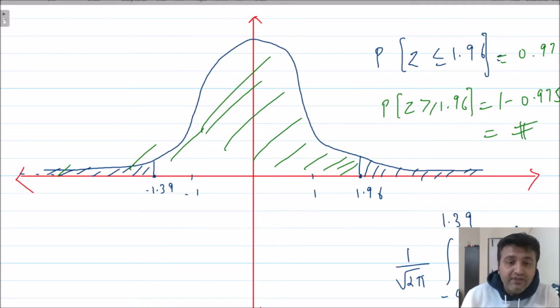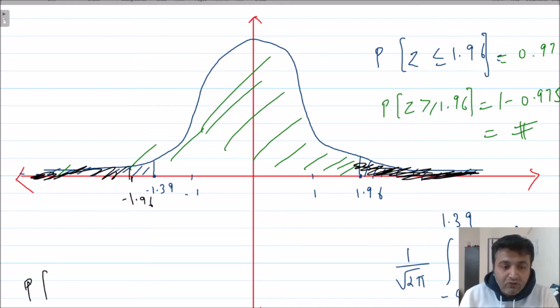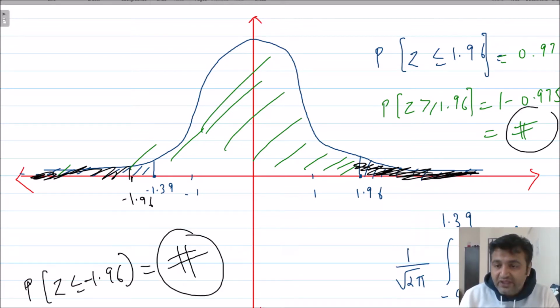Another way to do it is, we know that this is symmetric in nature. Symmetric means whatever area there is to the right of z greater than or equal to 1.96, the same area will be at minus 1.96. That means the same area will be towards the left of minus 1.96. So if you go to the table and look for the probability of z less than or equal to minus 1.96, the answer you get there and the answer you get here will be the same. You can go either way, it's up to you.